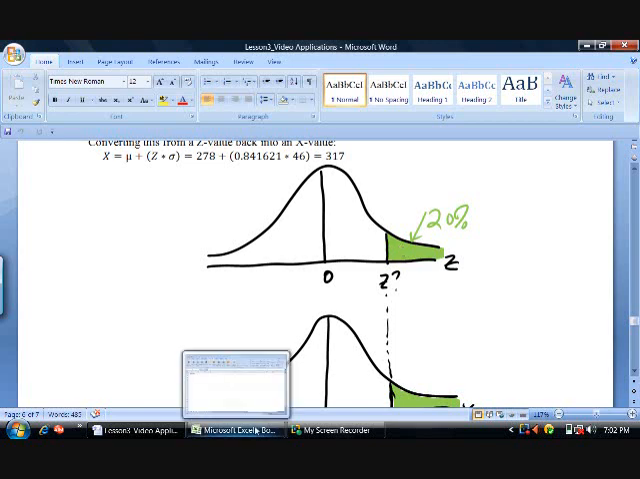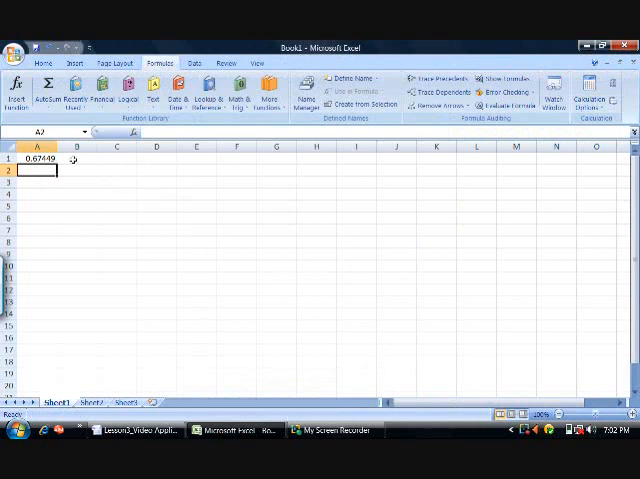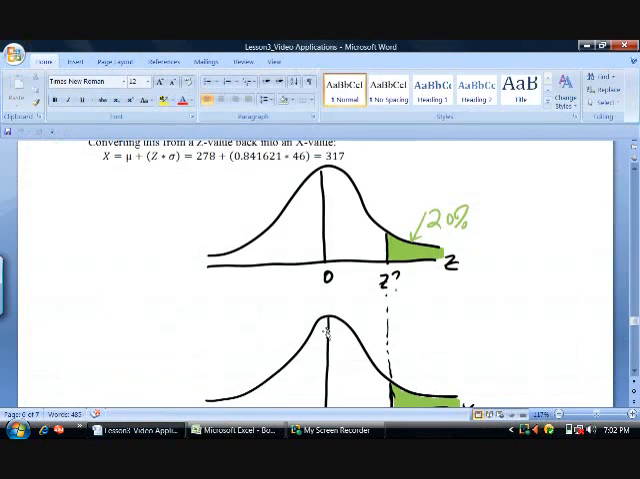Let's go to NormsInv. Now again, since I already have pulled this up in Excel, all I need is a NormsInv for 0.8. 80% or less than what value? Let's find out. 0.8416. So 80% of Z's are less than, in other words, 20% of Z's are greater than 0.8416. Let's go back to our math.